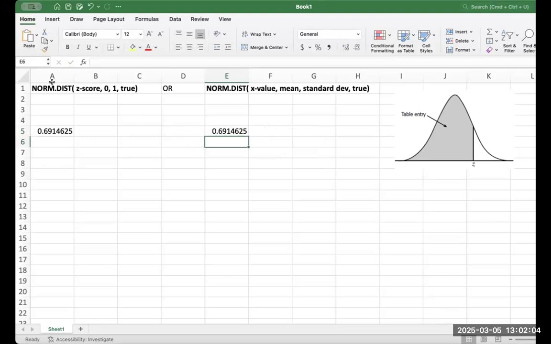So the one on the left is when we're working with z-scores. The one on the right is if we don't want to work with the z-scores, we don't want to normalize our data, and instead we want to work with just the regular mean and standard deviation. If you work with a z-score or if you work with the regular values, you're going to get the same answer. So visually, this z is 0.5, and we're finding all of the area to the left of that z-score.